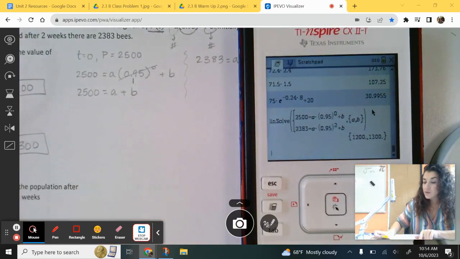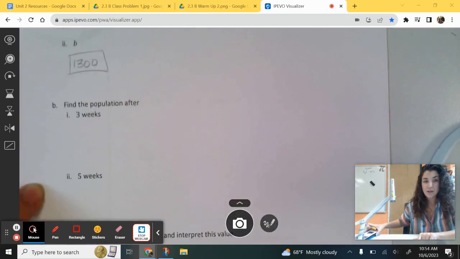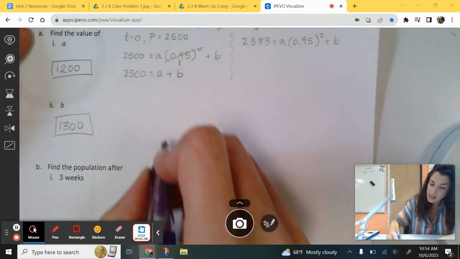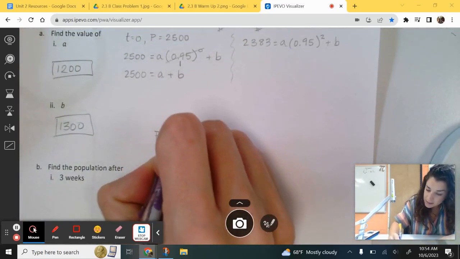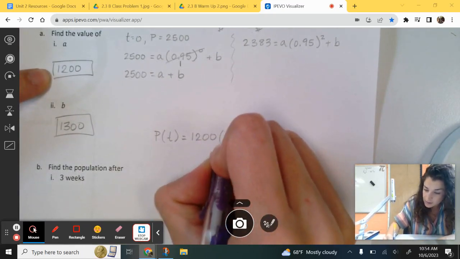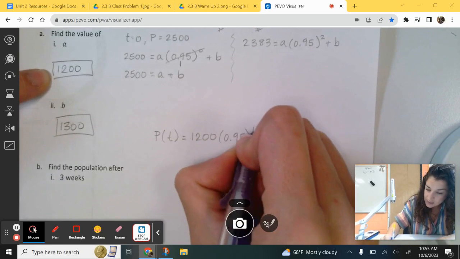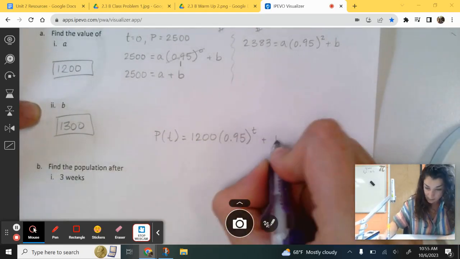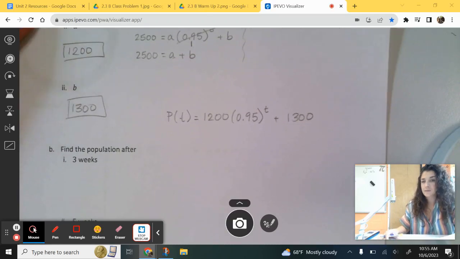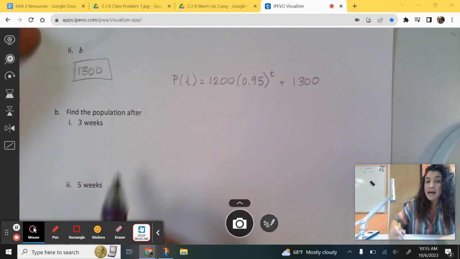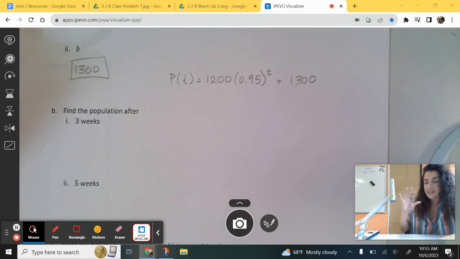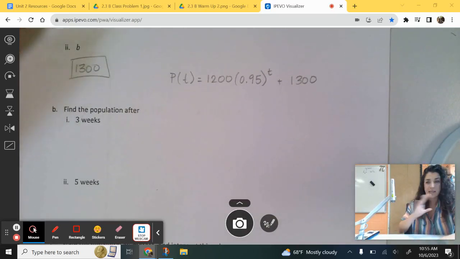Then it says to find the population after this amount of time. So we've created a model, right? If we go back to this, that means that P of T equals A, which is now 1,200 times 0.95 raised to the T power plus B, which is 1,300. So now we've created our model. Now we evaluate our model. We interpret our model, right? The classic steps. We create it and then we interpret it.